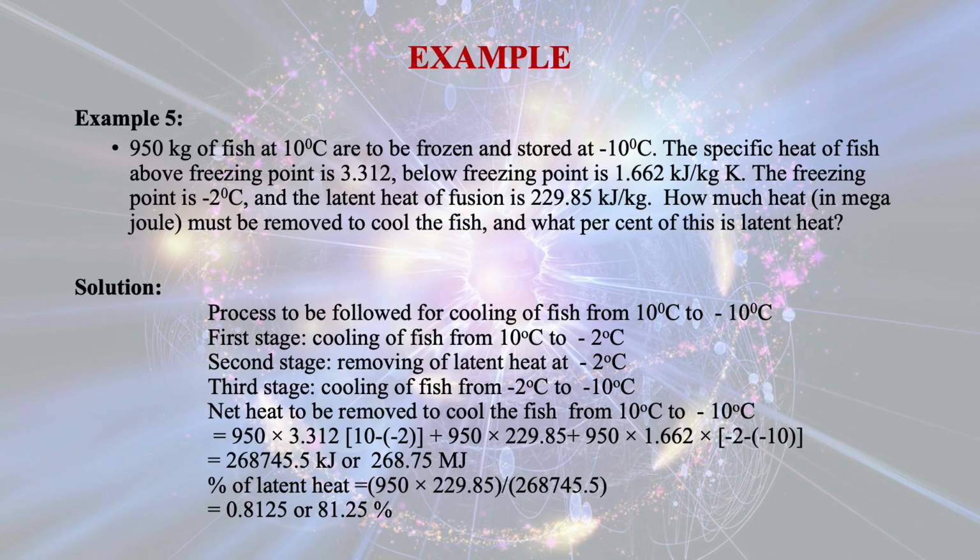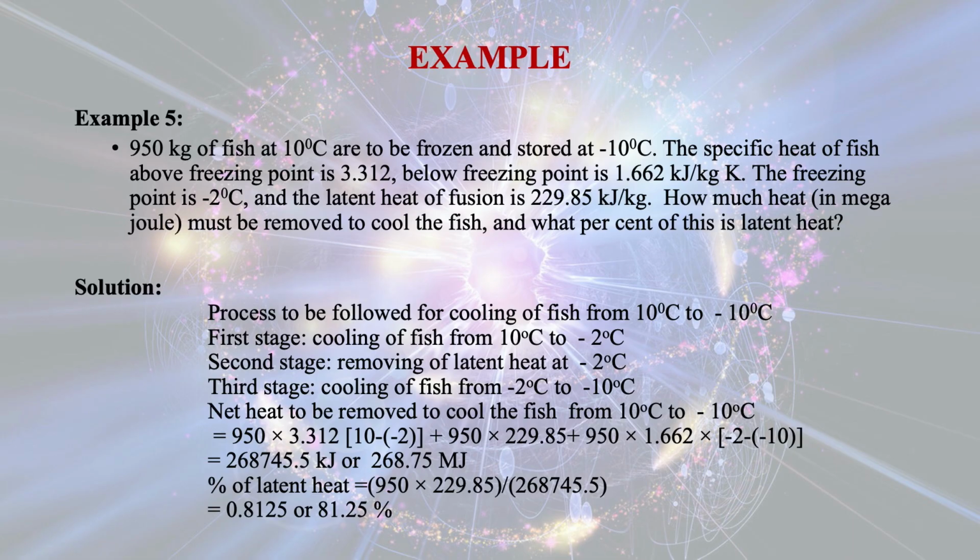950 into 3.312 multiplied by (10 minus of minus 2). That heat is removed from cooling the fish from 10 degrees centigrade to minus 2 degrees centigrade, and then the next term, plus 950 into 229.85, is to remove the latent heat so that it will be completely frozen. And the third part of the cooling is for cooling the fish from minus 2 degrees centigrade to minus 10 degrees centigrade. If you calculate, the final result will be 268.75 megajoule.